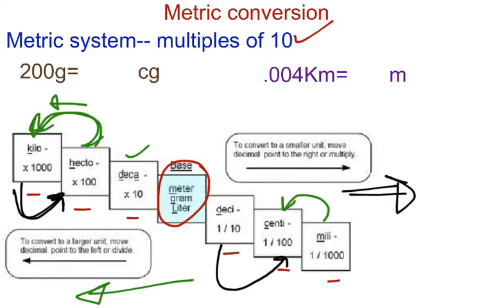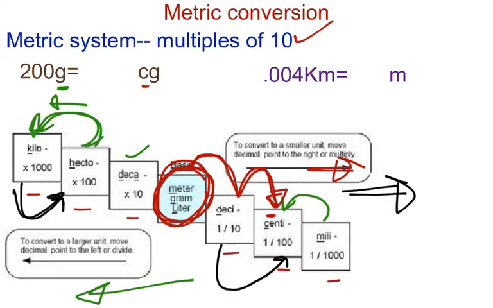For example, let's say we have 200 grams and we want to change that into centigrams. We look at the chart really quick and we see that centigrams are over here, and grams are a base unit. So we're going from something larger to something smaller, which means we have to move to the right. How many jumps did it take from grams to centigrams? That's 2 jumps, so we go 2 jumps to the right.